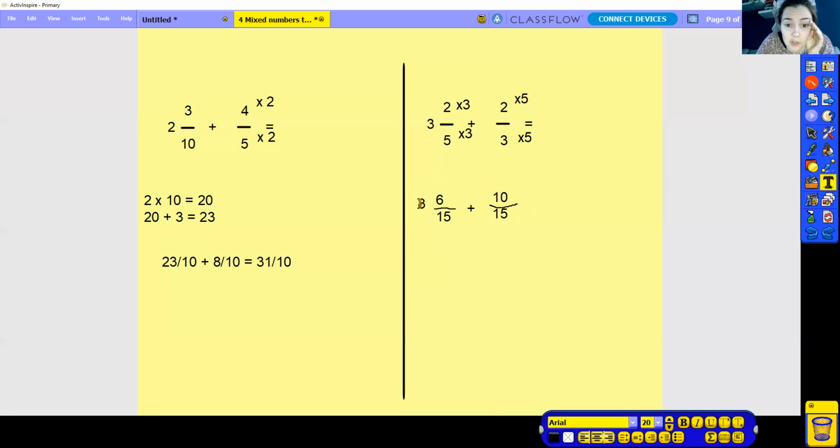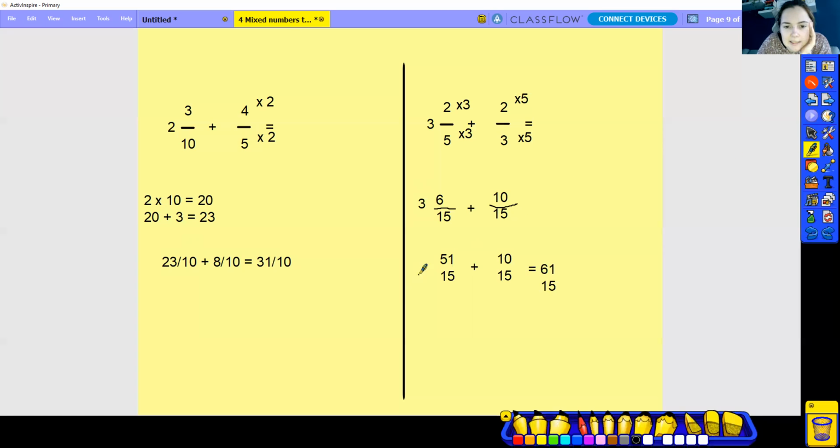Right, so now we need to make it into an improper fraction. So we do the same stage as normal. So we do 3 times 15, 15, 30, 45. 45 add 6, which gives me 51 over 15. And we're going to add the 10 over 15, which gives me, if you work it out, 51 add 10, 61 over 15. That fraction went a bit weird. 61 over 15. I'm sorry, my lines aren't drawing and it's not working very well today. There we go. Okay, let's move on.